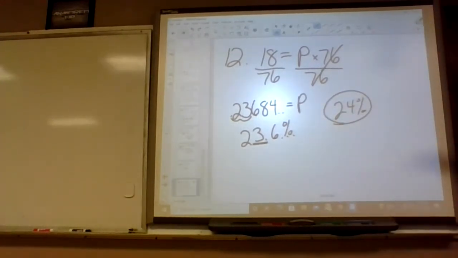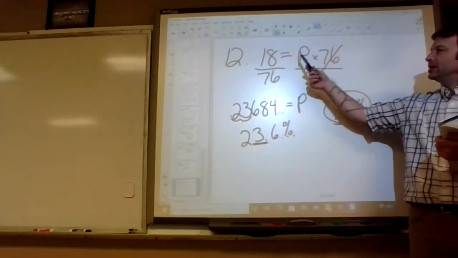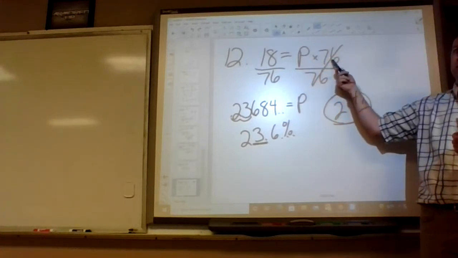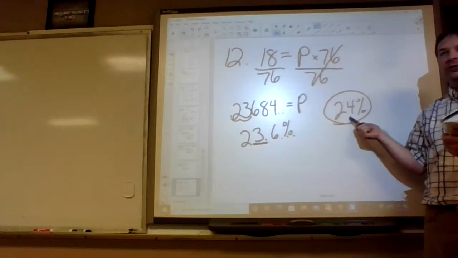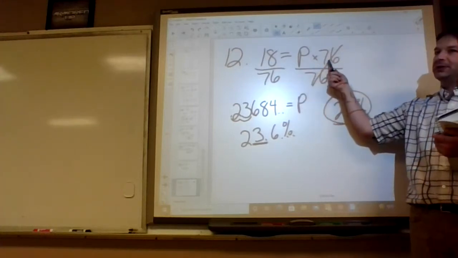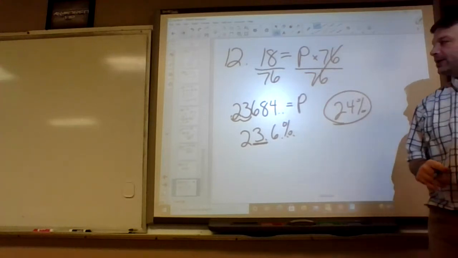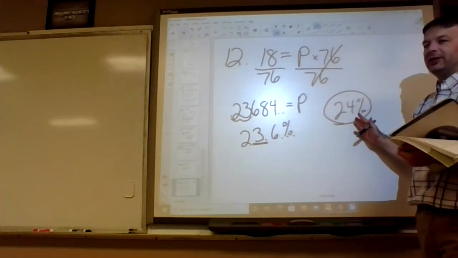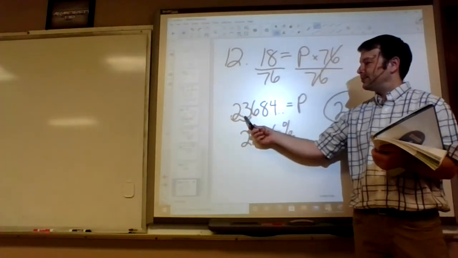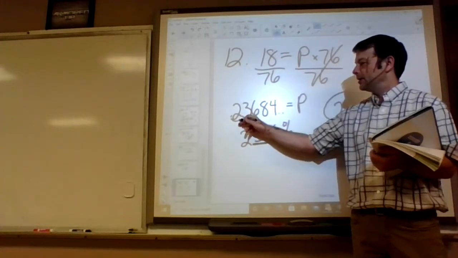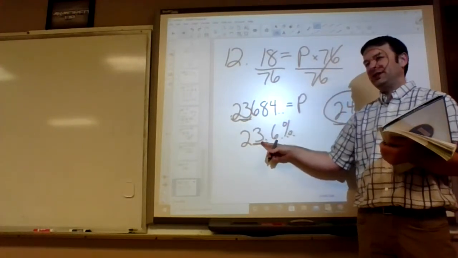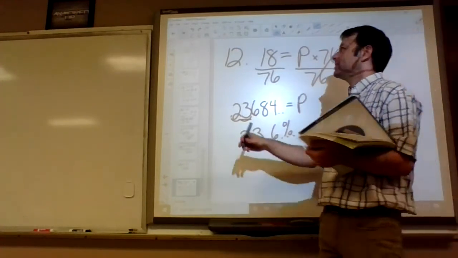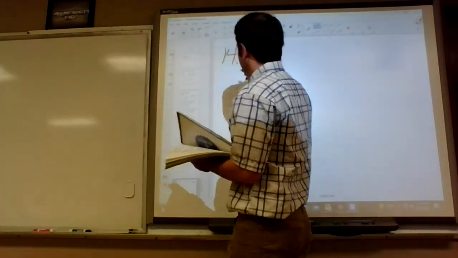Perfect. Okay, let's see if that answer makes sense. Is 18 about 24% of 76? Yeah. 24% is almost a fourth, right? So is 18 about a fourth of 76? Yeah, that sounds about right. Okay, are we clear on that one? So actually, in the end, guys, we ended up rounding to the hundredths place, and then when it's in percentage form, that's the ones place on the percent. That makes sense. Let's do one more of those, because they're just different than the others.